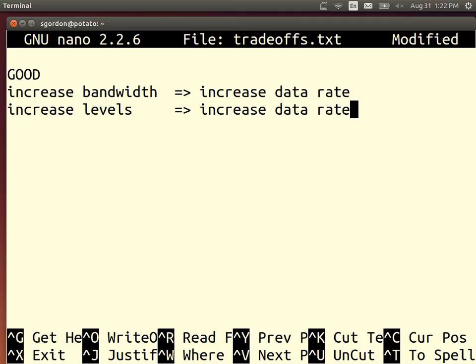Let's keep going. Any questions on that one? Let's keep going and look at some other trade-offs that we've seen and some new ones.